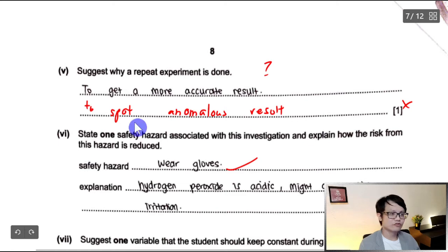So to make it easier, just write two answers next time: to spot anomalous results and to get more accurate results. I remember some questions asked for the first answer, and then they ask the same question again, wanting this one, to spot anomalous results. So I think it is safe to just write two answers, to spot anomalous results and to get more accurate data, something like that. I think that should be better when doing the exam. Yeah, I will do that. I also suggest students do it like that.